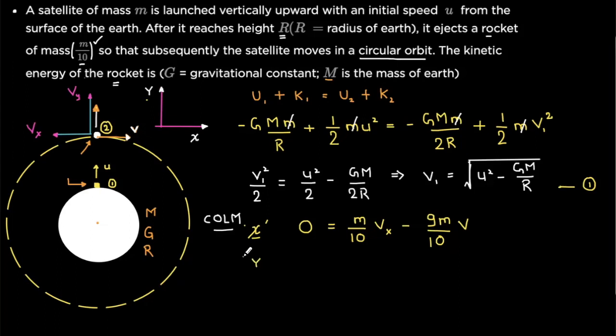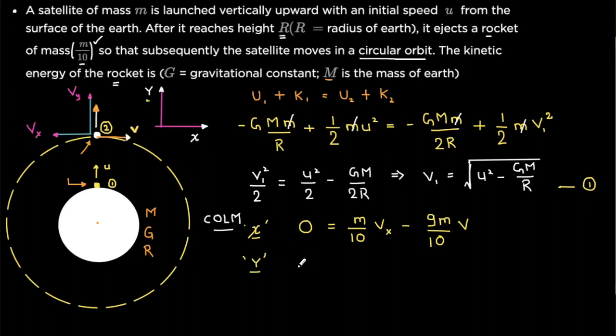Now the equation along the y-axis. Along the y-axis, you will see that immediately after the ejection of the rocket, the remaining portion of the satellite should not have any velocity along the y-axis because it has to move in a circle. So entire velocity has to be tangential. I hope you're getting my point here.